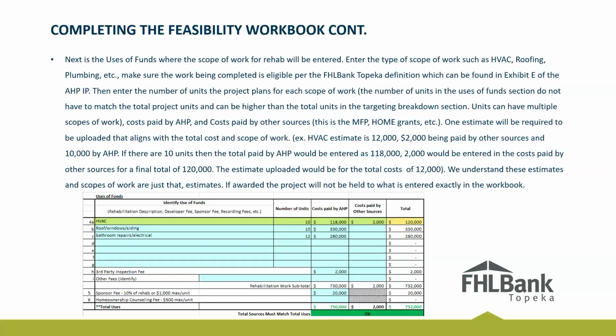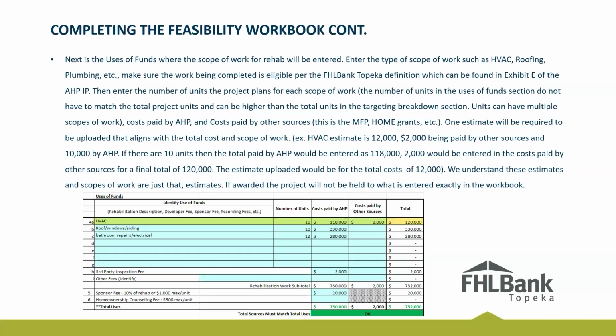Remember, the number of units in the Uses of Funds section do not have to match the total project units and can be higher than the total units in the Targeting Breakdown section. Units can have multiple scopes of work. Enter costs paid by AHP and costs paid by other sources. This is the MFP, home grants, etc. One estimate will be required to be uploaded that aligns with the total cost and scope of work.